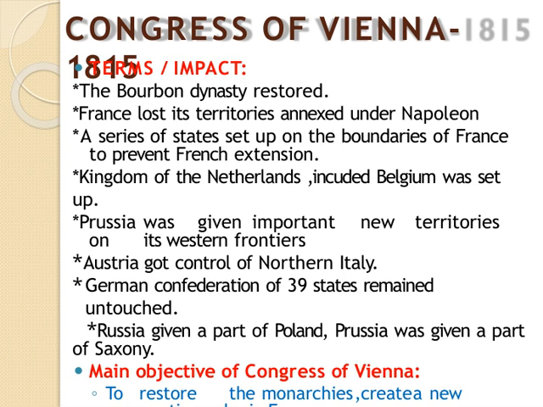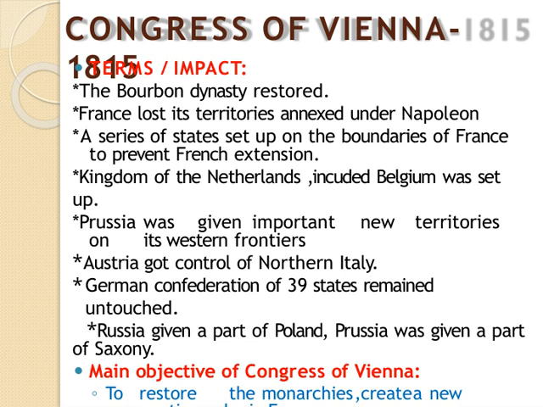Prussia received significant new territories on its western frontiers, strengthening its position in Central Europe. Austria gained control over northern Italy, increasing its influence in the region. Meanwhile, the German Confederation, consisting of 39 states, was maintained as an important political structure, but it remained largely untouched at this stage. Russia was granted a part of Poland, expanding its influence into Eastern Europe, and Prussia was given a portion of Saxony to bolster its territory.